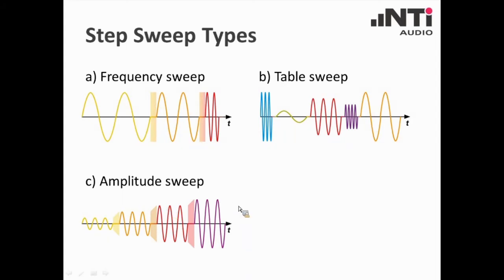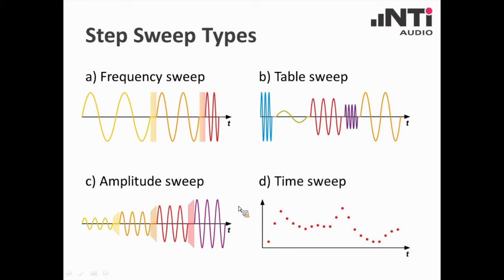And the fourth step sweep method is the so-called time sweep. The time sweep actually is a kind of monitoring the device over time, which means we are acquiring measurements in predefined equidistant periods of time. So every second or every half second, whatever, we are acquiring a measurement.